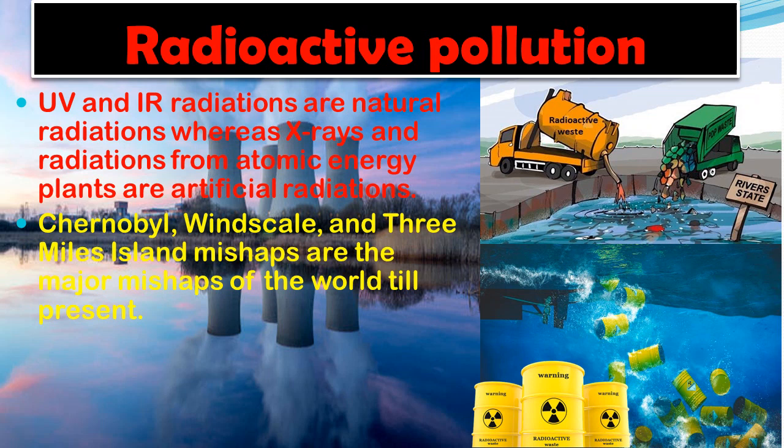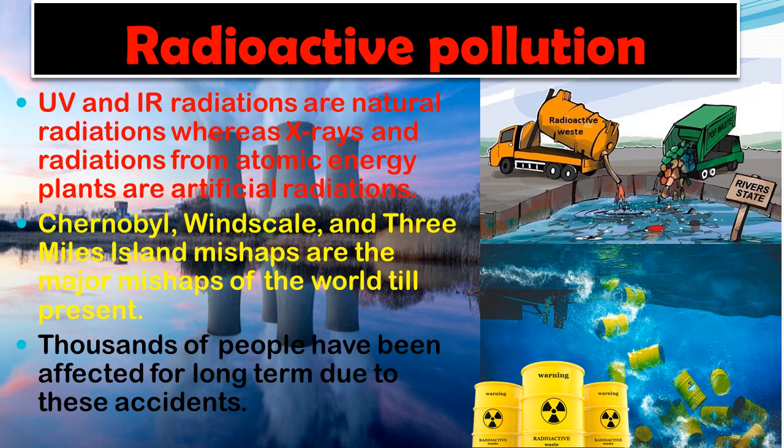So these are the three major radioactive mishaps which caused very fatal accidents. These are the major mishaps of the world till present, and thousands of people have been affected long term due to these accidents. Due to these radioactive accidents, thousands of people are affected, and this radioactive pollution has been transferred from one generation to the next. So all generations have been affected till now due to these very harmful radioactive accidents.